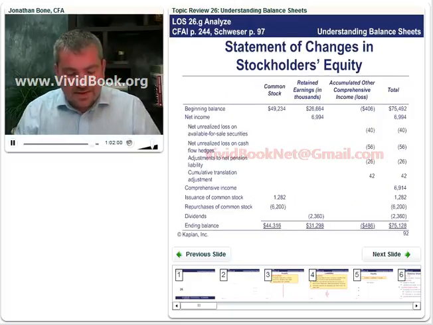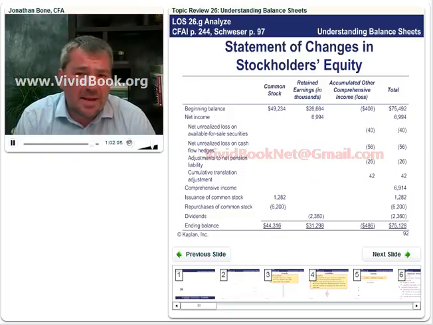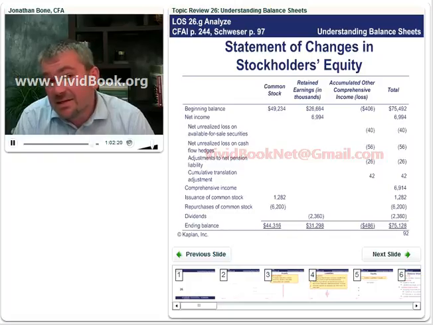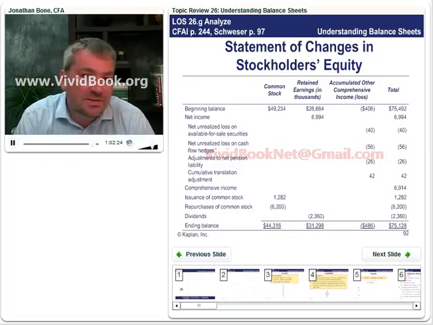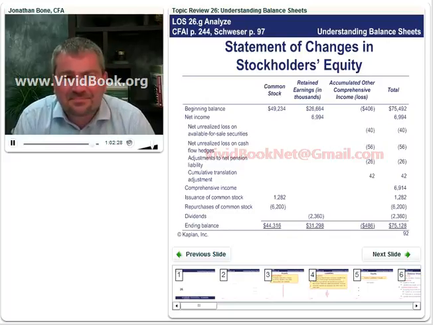Okay, we're asked to be able to analyze the statement of changes in stockholders' equity. And remember, basically it's simply a reconciliation of last year's stockholders' equity. So you can see in this particular slide, we're saying that last year's stockholders' equity was 75,942, and to this year's balance sheet stockholders' equity, which we're saying is 75,128. Okay, and it's just splitting out why it's changed.